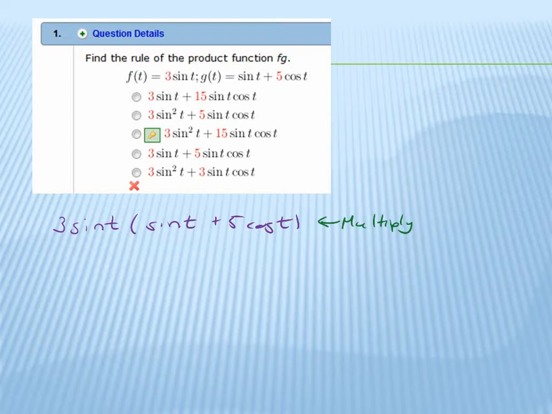So that's all they want you to do. They want you to take that 3 sine t and multiply it with sine t plus 5 cosine t. If you do the distributive law, 3 sine t times sine t is 3 times sine t squared, and 3 sine t times 5 cosine t, the numbers group together, so you get 15 sine t cosine t.